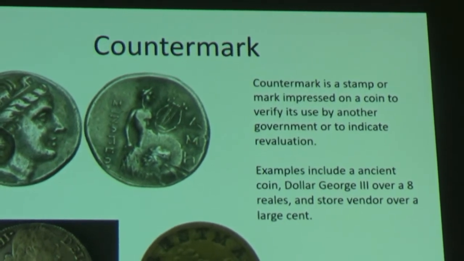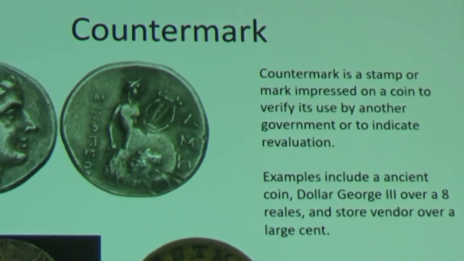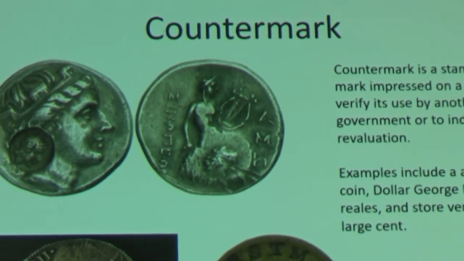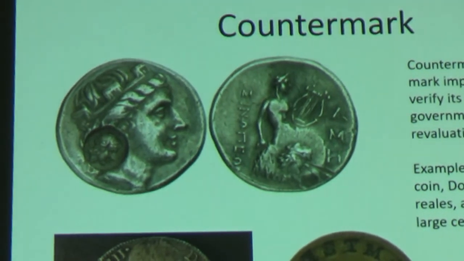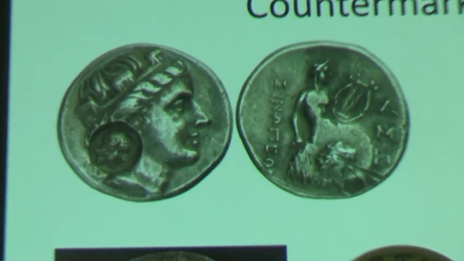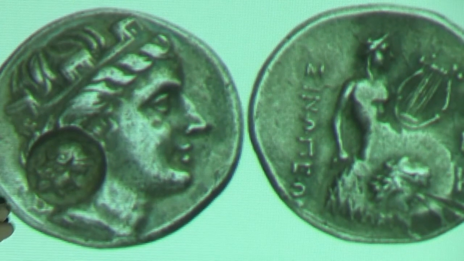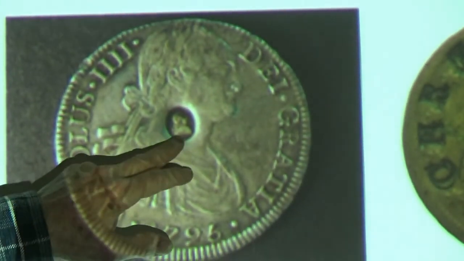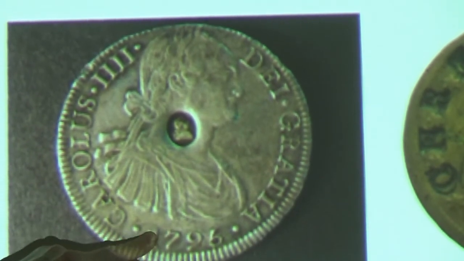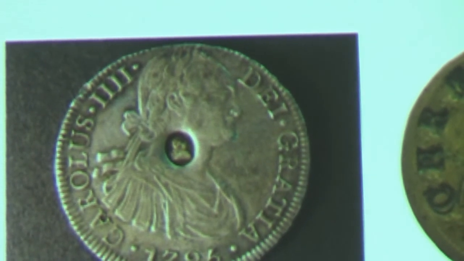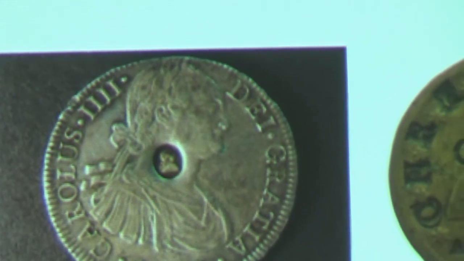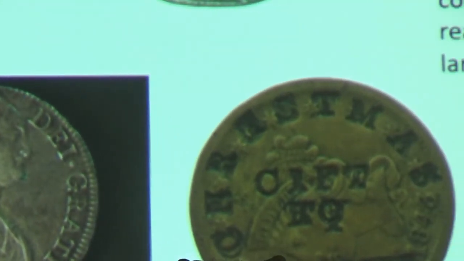Carl's brought up many times ancient coins, but the counterstamp was primarily used by another government to authenticate the coin. And some of the ones here, we have an ancient coin that has a counterstamp. We have a $1 George III that has a counterstamp. I know these are very expensive. I looked at one of these one time because I was intrigued about it, but when I saw the price.